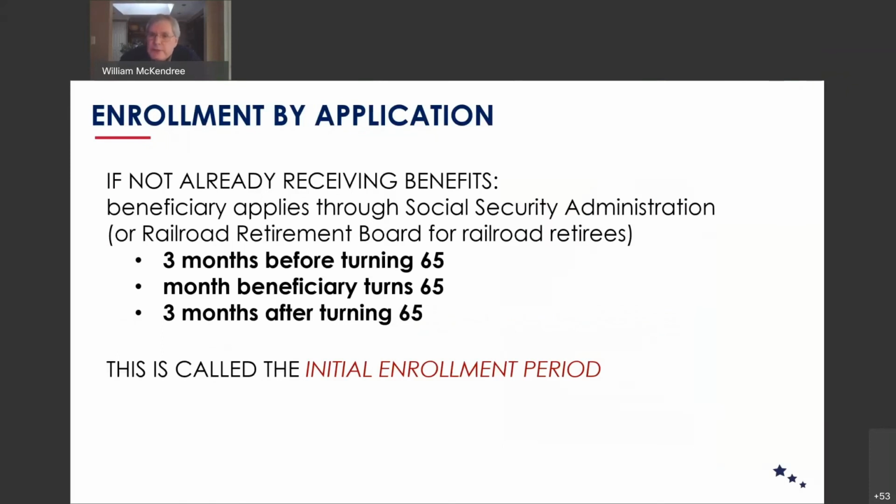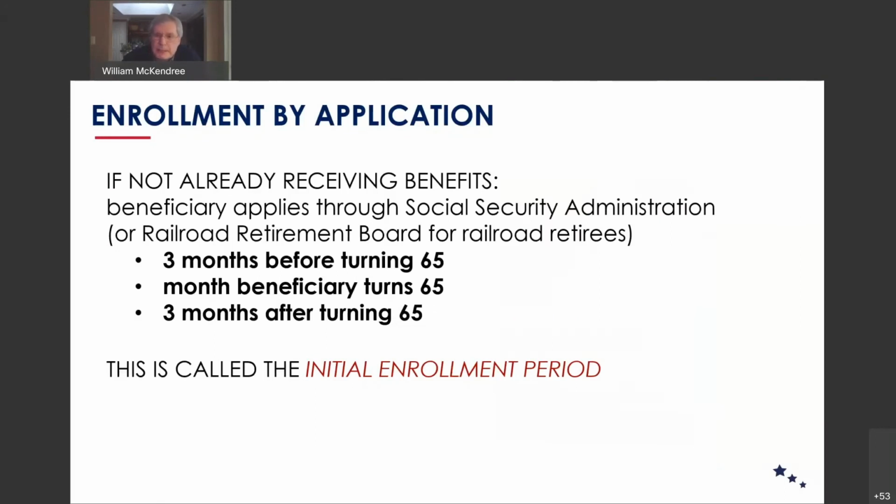The other way is you take the initiative. So these would be individuals who are not collecting Social Security at all, and they reach the eligibility for Medicare at age 65, and they actually do wish to enter the Medicare system. You have a 7-month period. This is called your initial enrollment period. It's the 3 months before the month you turn 65, the month you turn 65, and the 3 months after.